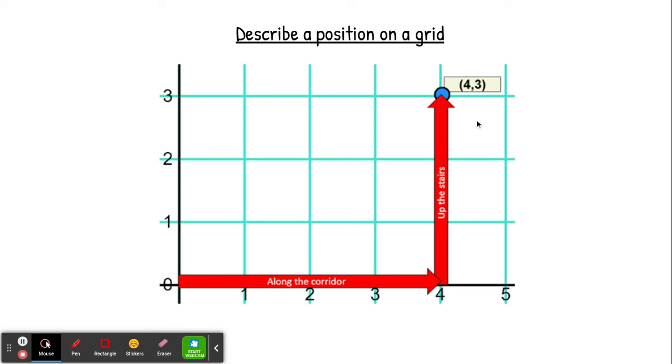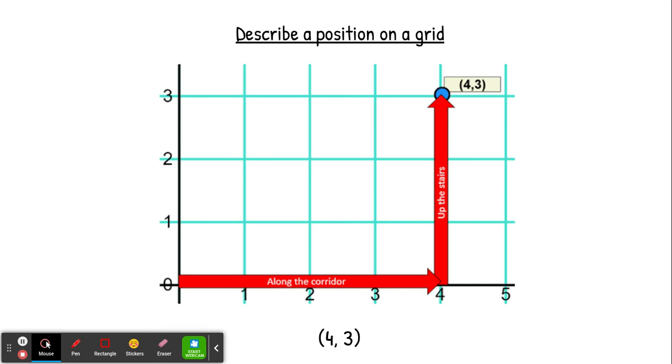So if I'm describing where this blue dot is, I go across first and say it's 4, and I write a comma and say 3, because then I describe the one that's up the stairs. So the position of this blue dot is (4, 3). Now notice how I've used brackets to put the numbers inside, and this is how you describe a position on a grid.